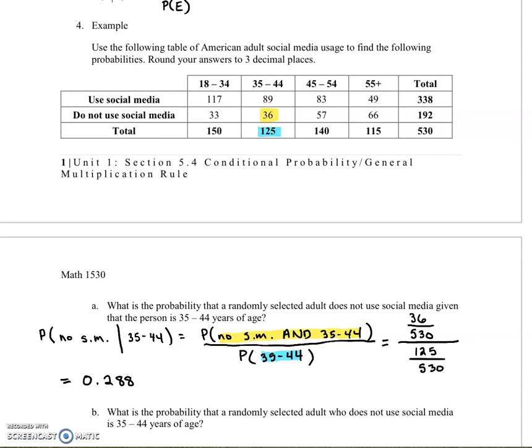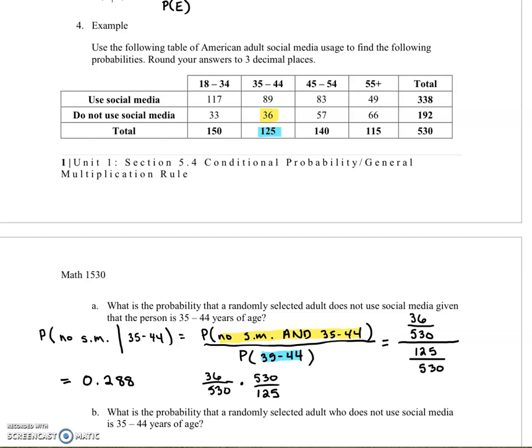Now, hopefully you learned about dividing fractions in your other math class. So if we don't use the calculator, we have 36 over 530 divided by this other fraction. And when we divide two fractions, we keep the fraction up top the same. We change the division to a multiplication, and we flip the other fraction over.